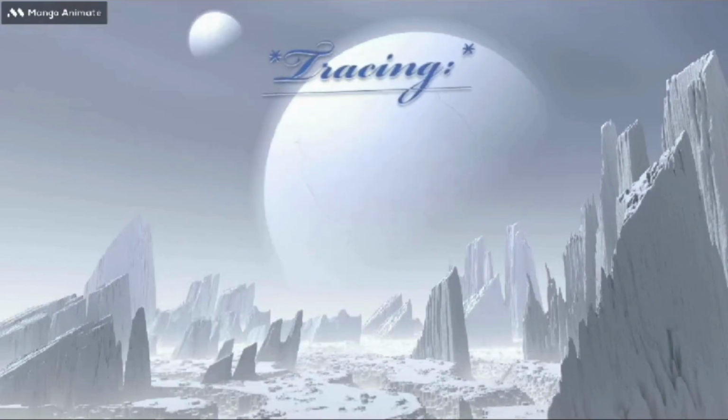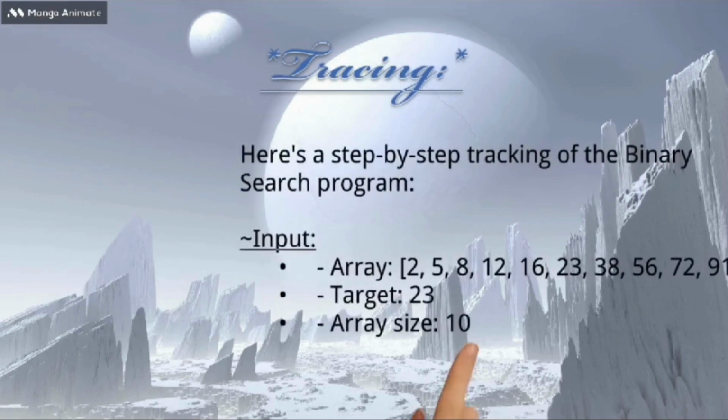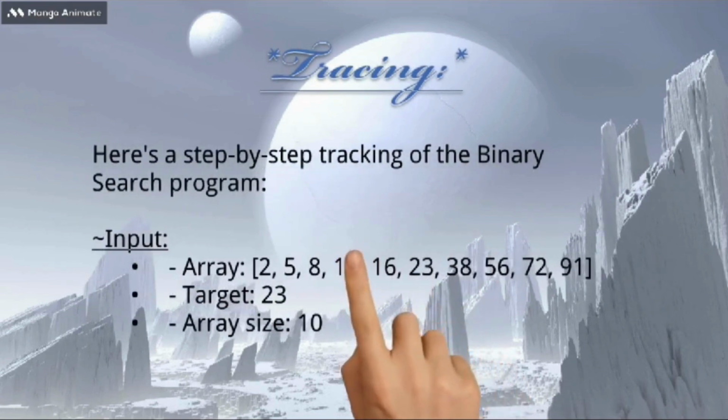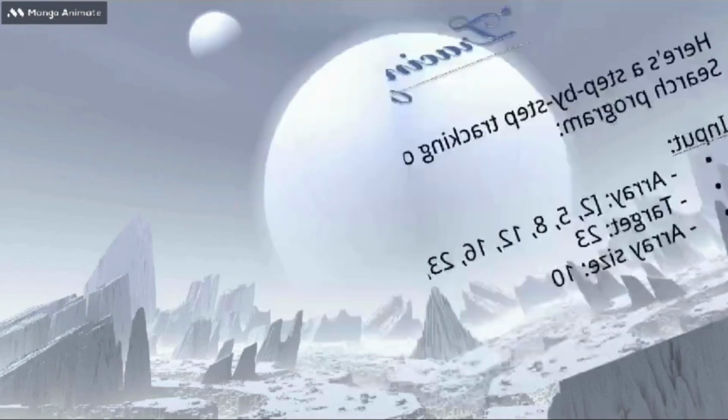Now the tracing. Here's a step-by-step tracing of the binary search program. Input, the key information needed for tracing. Array: 2, 5, 8, 12, 16, 23, 38, 56, 72, 91. Target: 23. Array size: 10.